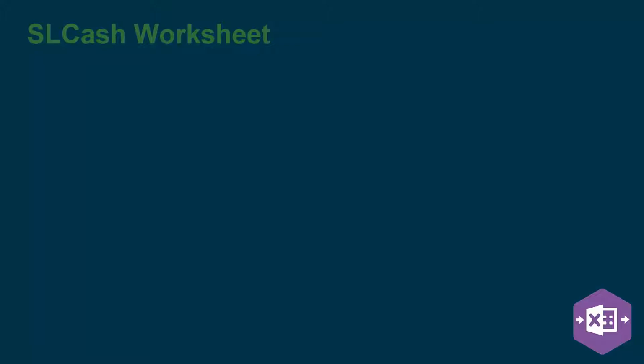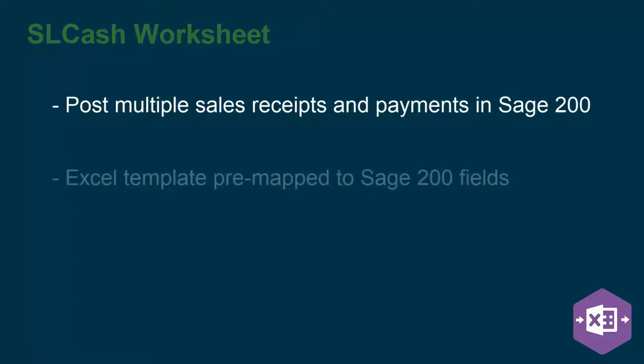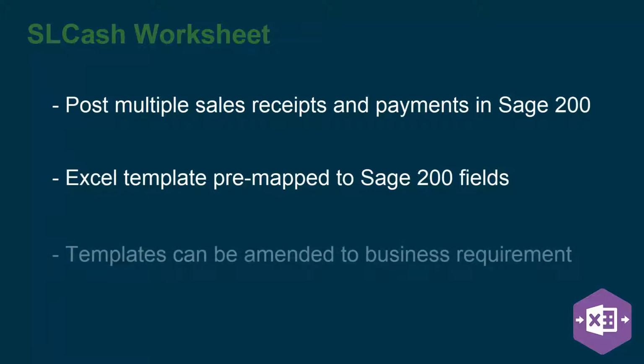The SLCash worksheet in Excel Data Bridge enables you to post multiple sales receipts and payments in Sage 200. With the SLCash worksheet comes an Excel template which is pre-mapped to the relevant fields in Sage 200. This template allows you to create your sales receipts and payments immediately, saving you time and effort, as you won't need to create Excel spreadsheets manually and map them to the Sage 200 fields yourself. If the default template provided doesn't quite meet your business requirements, it can be easily amended to suit.